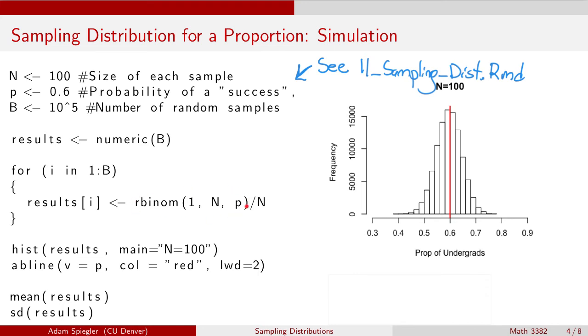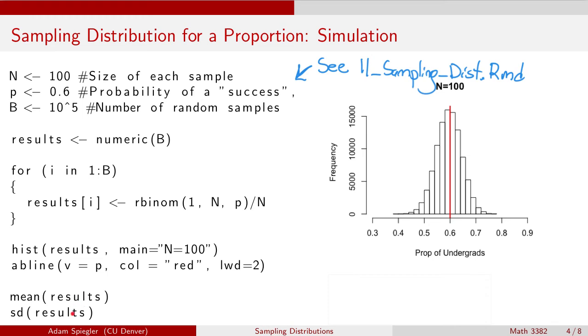So this is kind of saying, let's randomly pick how many students in the sample of 100 are undergrads, and then let's divide that by 100 to convert that to a proportion. And then we store that proportion in this vector called results. And over here is a plot of a histogram of that. And so this was the mean of that value. So right here we can see that this distribution essentially is centered right at the population proportion, which was 0.6.